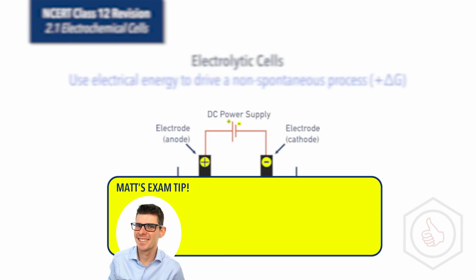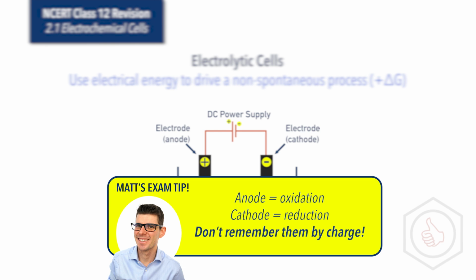Exam tip here, I'm going to repeat what I said earlier. Always remember the cathode is where reduction takes place and the anode is where oxidation takes place. Here in an electrolytic cell, the cathode is the negatively charged electrode and the anode is the positively charged electrode, which is the opposite way round for a Voltaic cell. But still, the cathode is where reduction happens and the anode is where oxidation happens. If you remember cathode is reduction and anode is oxidation, you will always be correct, regardless of whether a question is referring to electrolysis or Voltaic cells.